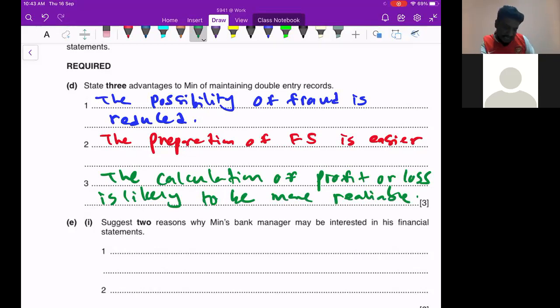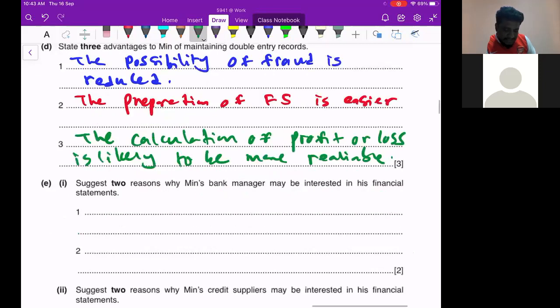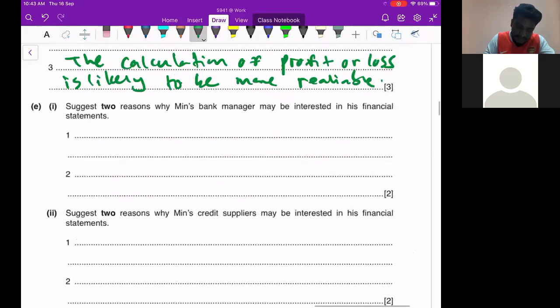Okay, those are the advantages. Next one, suggest 2 reasons why Min's bank manager would be interested in the financial statement. Okay, why will a bank manager be interested in the financial statement? The first thing is, normally the bank will give you what? The bank will give you a loan.